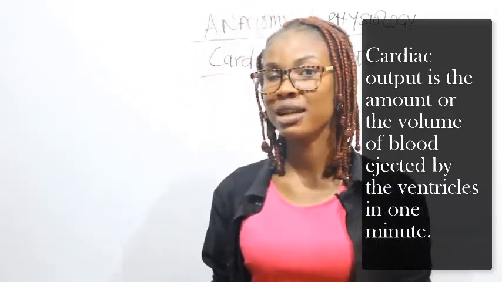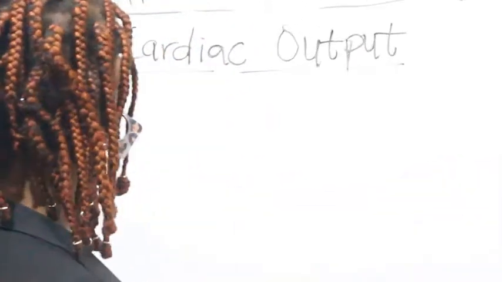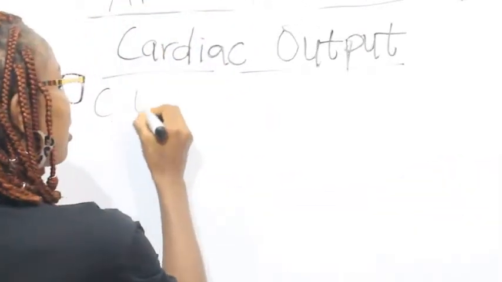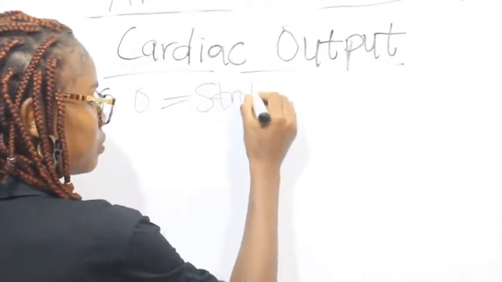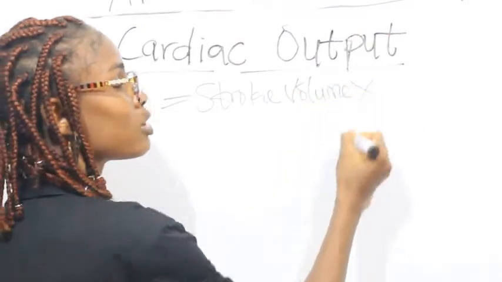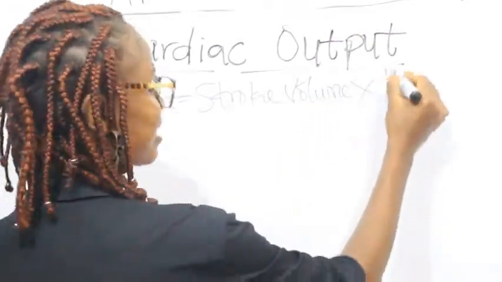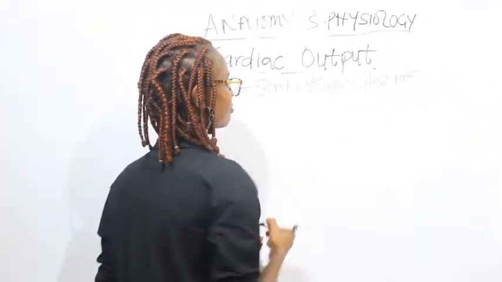Cardiac output is the amount or the volume of blood ejected by the ventricle in 1 minute. Cardiac output is equal to stroke volume multiplied by heart rate. Okay.